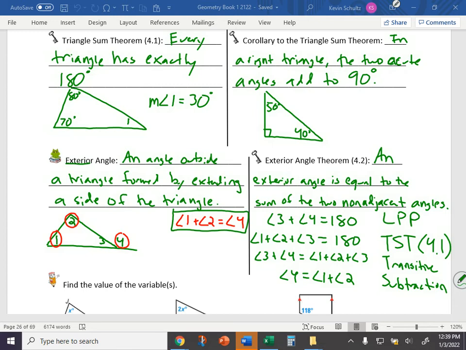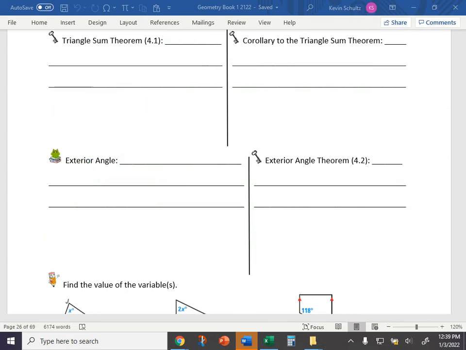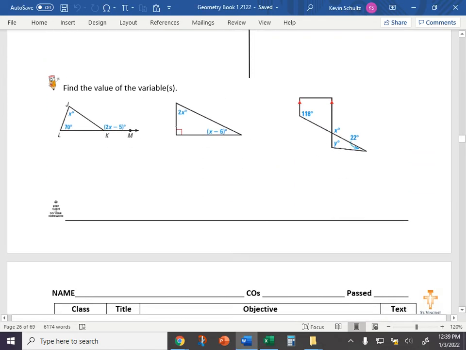Looking at some of the examples down below, it says find the value of the variables. We are going back to some algebra here. On that first one, angle JKM is our exterior angle, and our two non-adjacent angles, angles J and L, are x and 70. What equation can we set up that allows us to solve for x? What's the relationship between the exterior angle and the two non-adjacent angles?